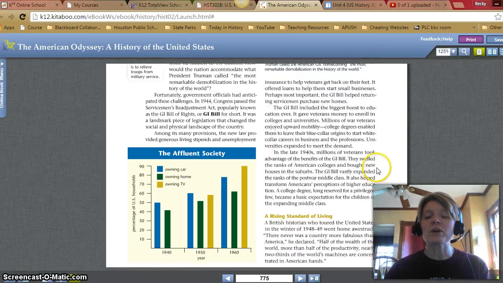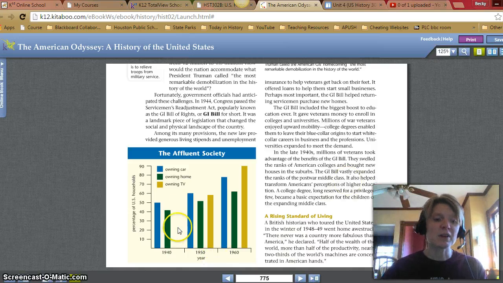In the late 1940s, millions of veterans took advantage of the benefits of the GI Bill. They swelled the ranks of American colleges and bought new houses in the suburbs. The GI Bill vastly expanded the ranks of the post-war middle class. It also helped transform Americans' perceptions of higher education. A college degree, long reserved for a privileged few, became a basic expectation for the children of the expanding middle class.